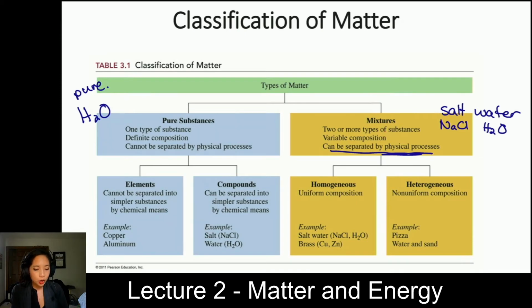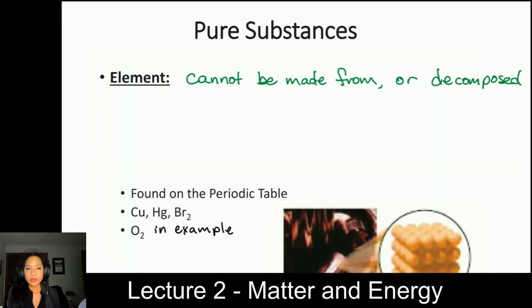So now we'll go down another tier and more specifically look at what different types of pure substances there are and what types of mixtures there are. Within pure substances, there can only be 2 different types of things. Either an element or a compound can be a pure substance. So the first one that we'll look at is an element.